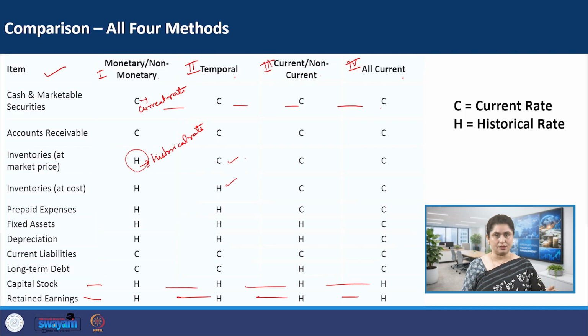And if we see equity, that is both capital stock and retained earnings, they use historical rate across all four methods. Capital stock is translated at the historical rate because it represents the original investment made at a specific point in time. Retained earnings, as I mentioned earlier, is technically a derived or plugged figure. It emerges from accumulated translated profits rather than being independently translated at a specific rate.